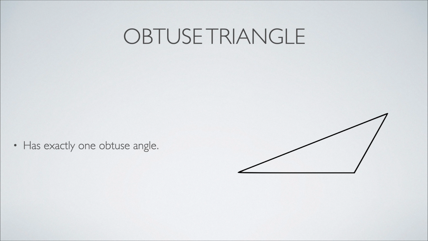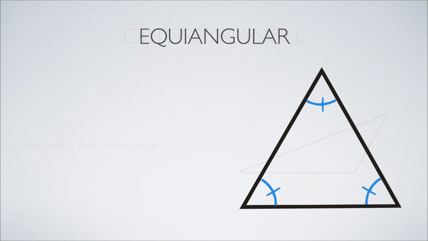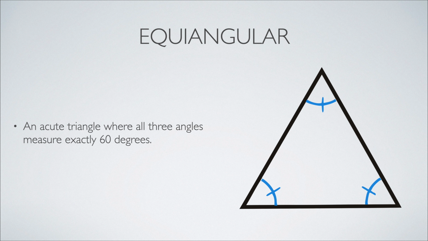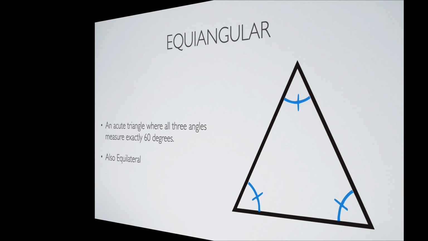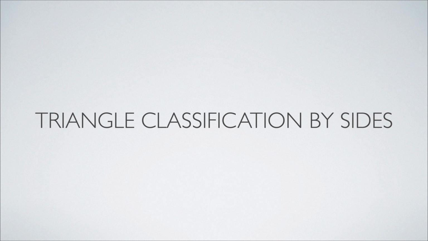Now there is one very special type of acute triangle, and that is equiangular. And an equiangular triangle is an acute triangle where all 3 angles measure exactly 60 degrees. This is also known as an equilateral triangle, as all 3 sides are going to be congruent, but we wouldn't classify it if we're classifying by angles, because that would be classifying it by sides.